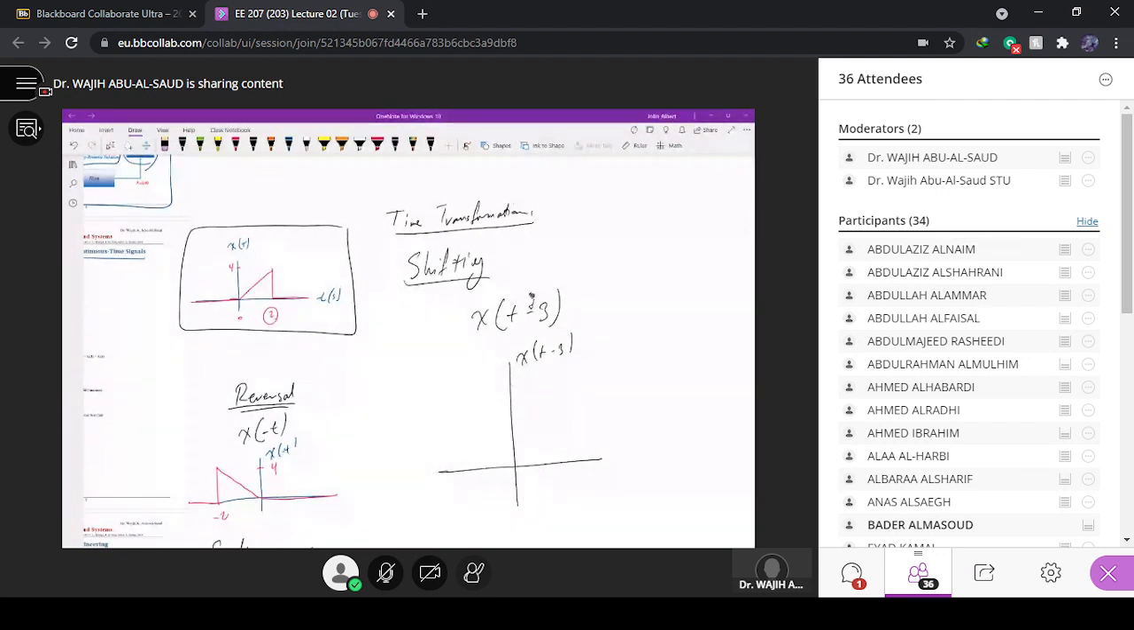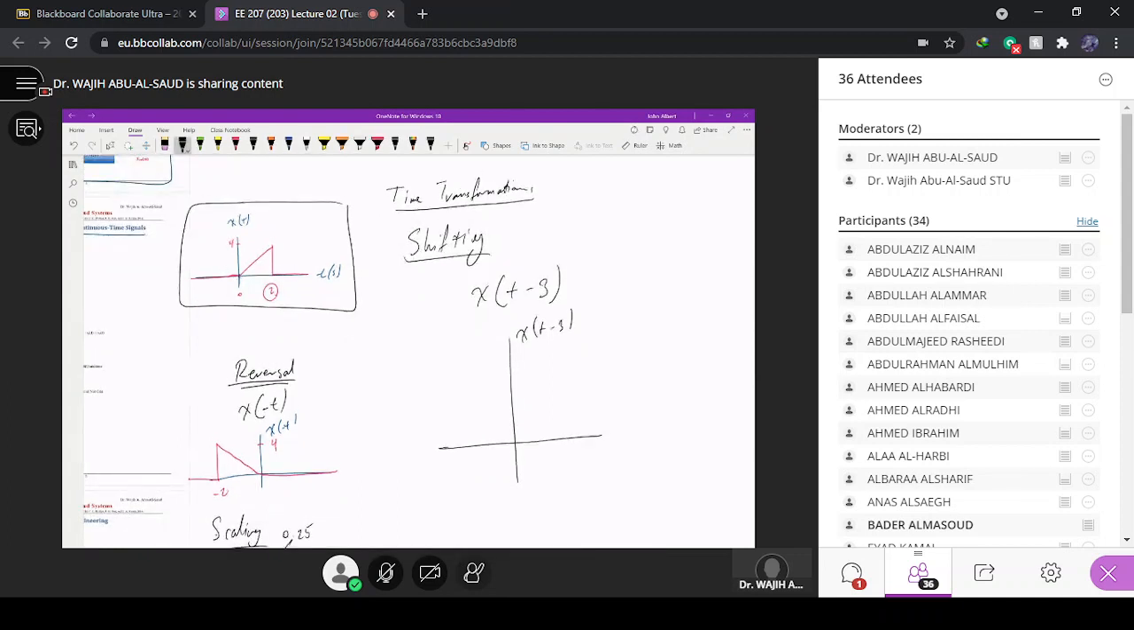So every point of the signal will appear 3 points to the right of its original location. So the point that was at 0 in here will go to 3. The point that is at 2 will go to 5, and so on. Okay? So this is basically how it will look like. And this point is still equal to 4.